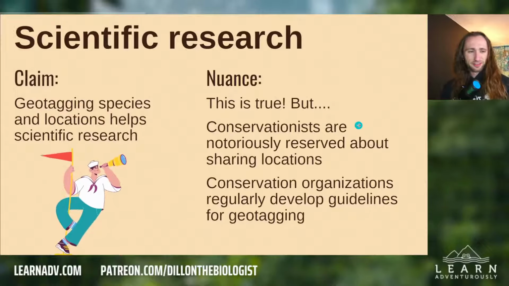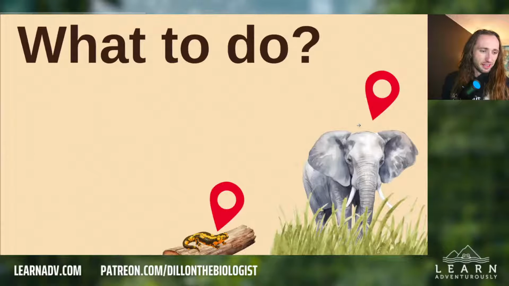But of course, this leads to the question, right? We just covered some of the cons, now we've covered some of the benefits. But what do we actually do? How do we actually geotag effectively if we're saying that it is really important for the promotion of nature and it is important for scientific research? But how can we do so in a way that doesn't destroy nature and destroy the very thing we're studying?